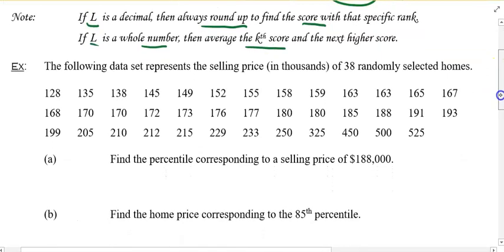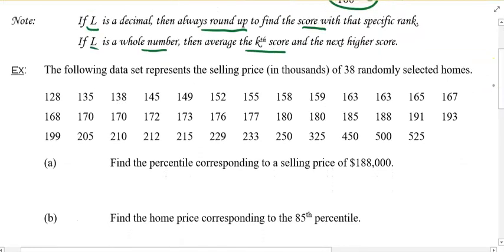So here we have the following data, which represents the selling prices in thousands of 38 randomly selected houses. That's what n is. So they sold 128,000, 135,000, and so on. They're put in order. Find the percentile corresponding to selling a house for 188,000. Again, those are in order, this number. So you count what's underneath it.